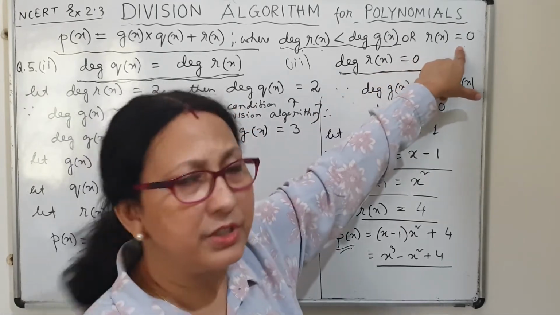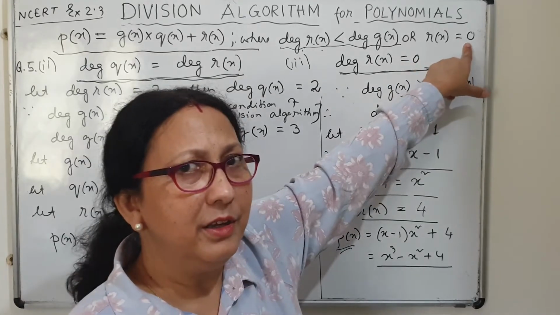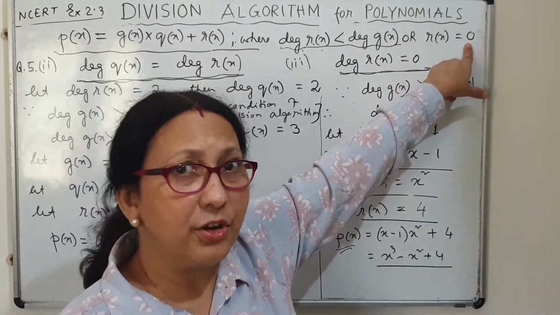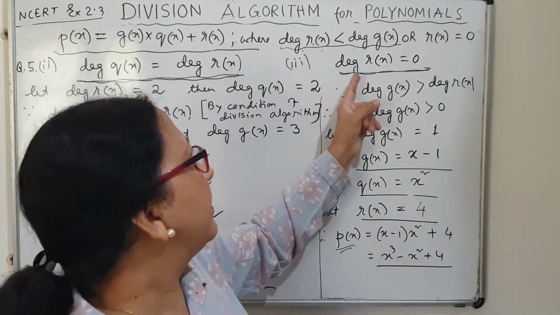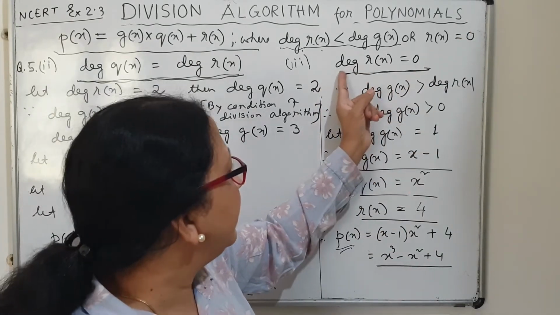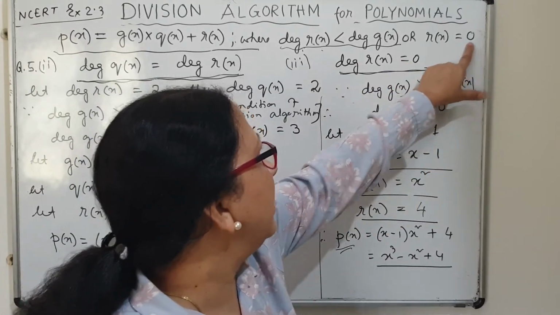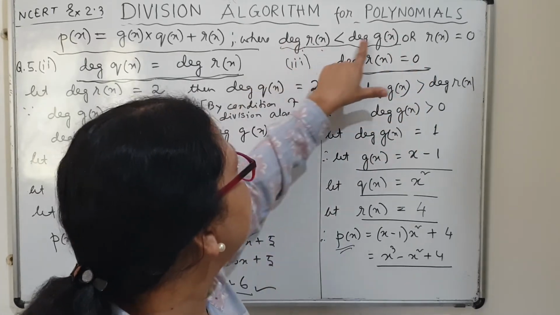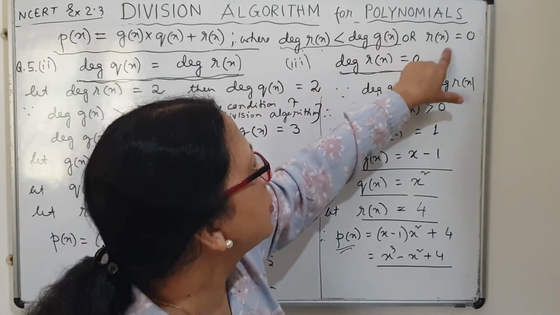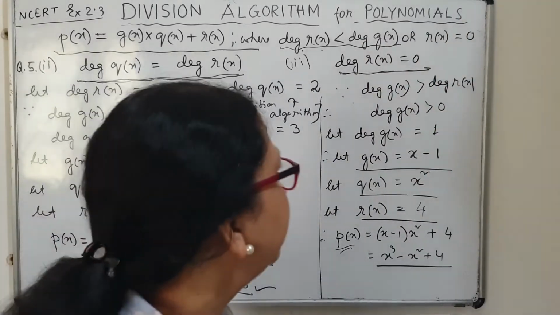Rx = 0 means it is a zero polynomial. And what will be the degree of a zero polynomial? The degree of a zero polynomial is not defined. But when the degree of Rx is 0, then it is a constant polynomial. So it is a zero polynomial, and when this is a constant polynomial, that means when this condition is not satisfied, the Rx has to be a zero polynomial. So you have to keep that in your mind.